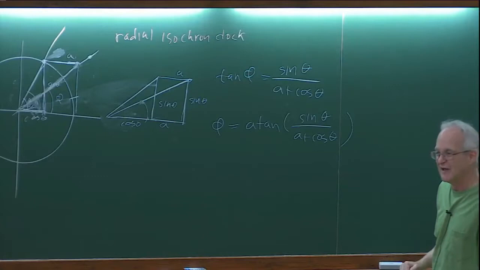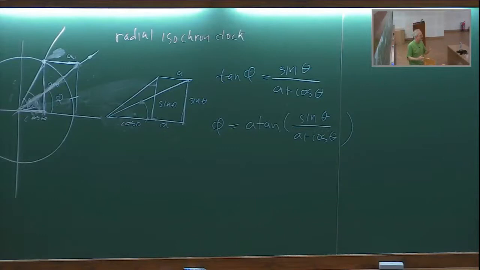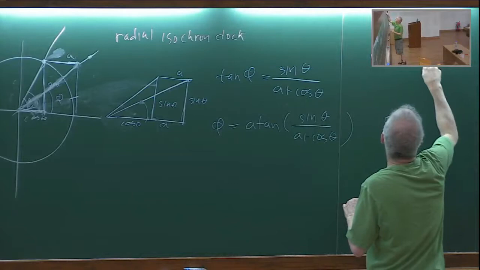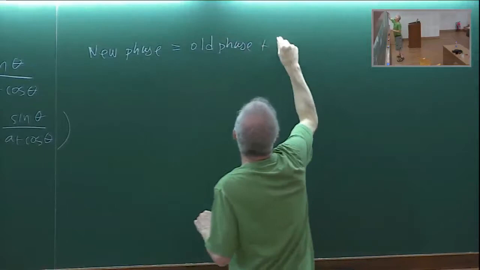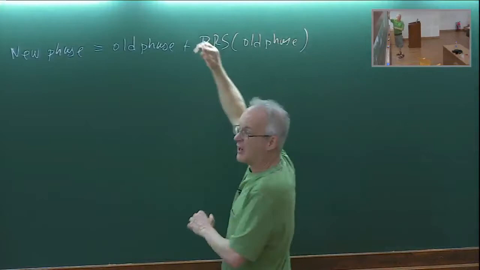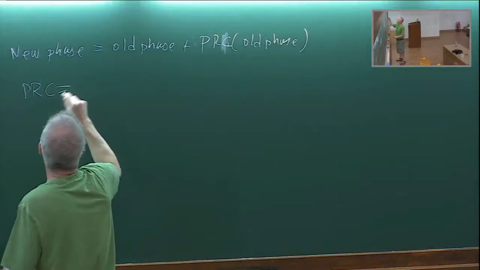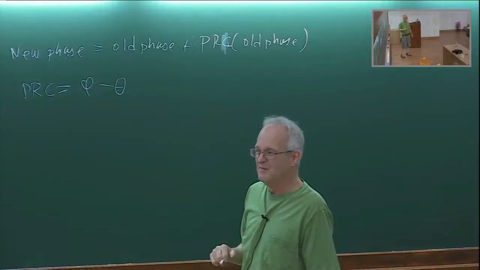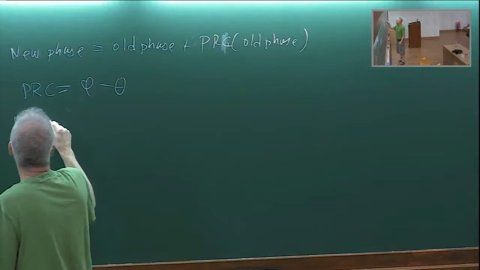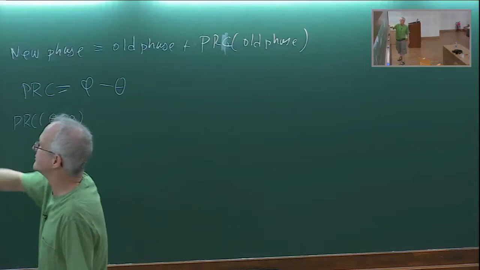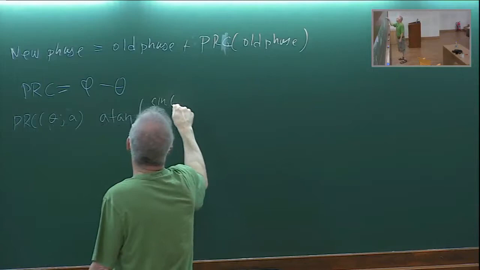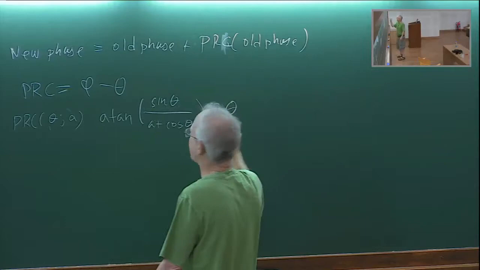And what's the phase resetting curve? Remember, the phase resetting curve is you take the old phase. What's the relationship? This is the new phase. New phase is equal to old phase plus phase resetting curve of old phase, right? Because that tells you how much it advances. So the PRC is just phi minus theta. And that's dependent on theta, semicolon A, is therefore arctangent of sine theta over A plus cosine theta, minus theta, right?